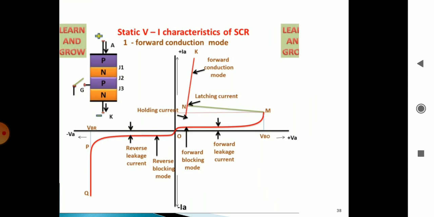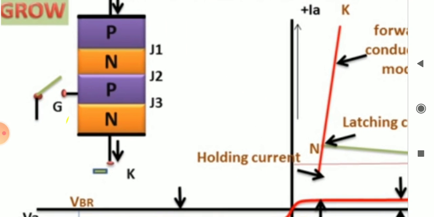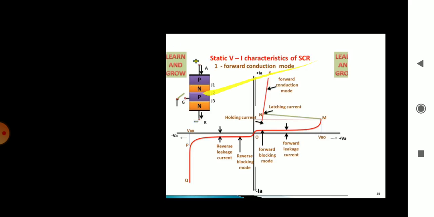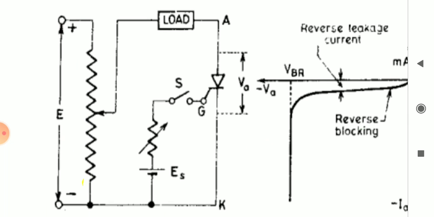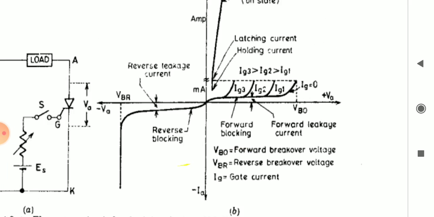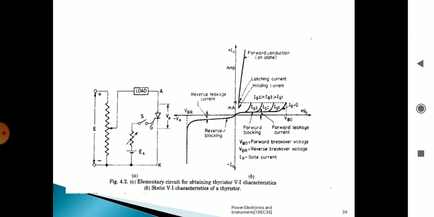See, one more thing here: whatever characteristics were explained were with this switch open. We have not closed this switch. Only by increasing or decreasing the voltage, the three modes of operation were explained. Here the gate pulse or gate source is not yet applied. So this is the working circuit which I already explained, and the same graph, but here a gate pulse is considered.